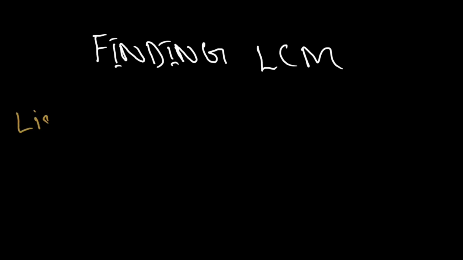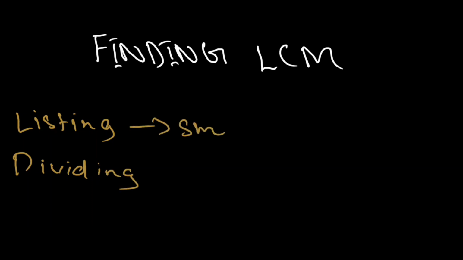We have listing and dividing. Listing is better for smaller numbers, and dividing is better for larger ones. Let me show both methods.